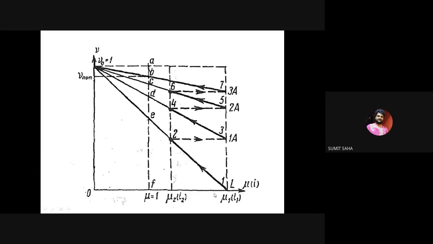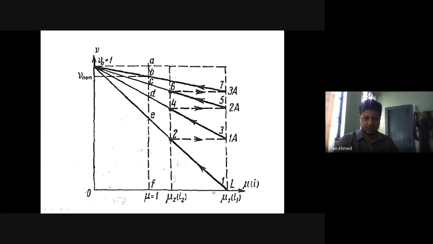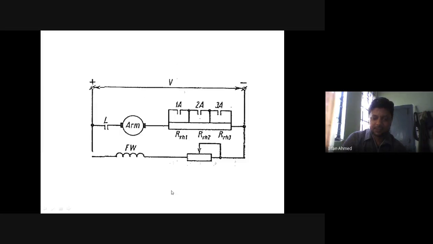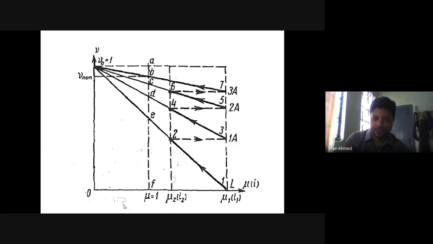So the difference in the resistance, external resistance. No, not difference in external resistance. You will need a lot of external resistances. Here, how many external resistances do you see? 3 sections. As you go on shifting this point towards the right, your external resistance sections will go on increasing. Is that clear, everyone? Yes, sir.